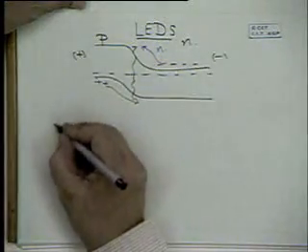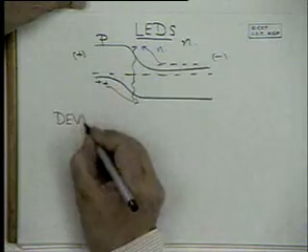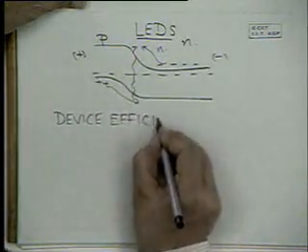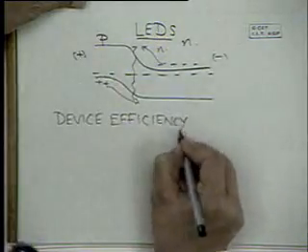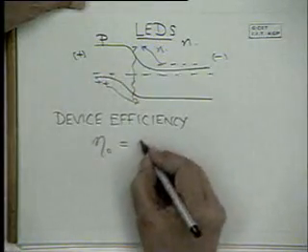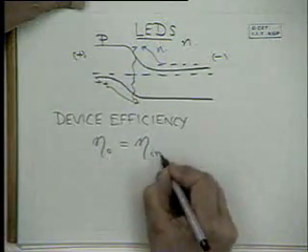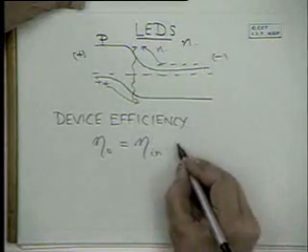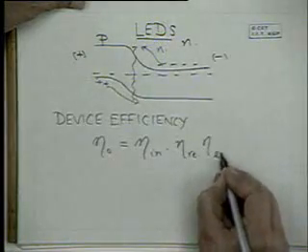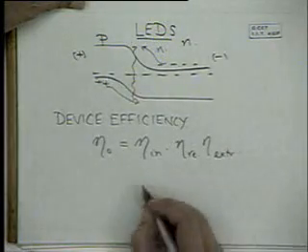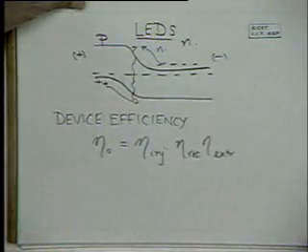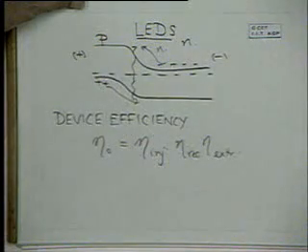one can say that the device efficiency from the electrical point of view depends upon 3 factors: injection, recombination, and extraction. This is the injection efficiency, the recombination efficiency, and the extraction efficiency. It's the product of these 3.